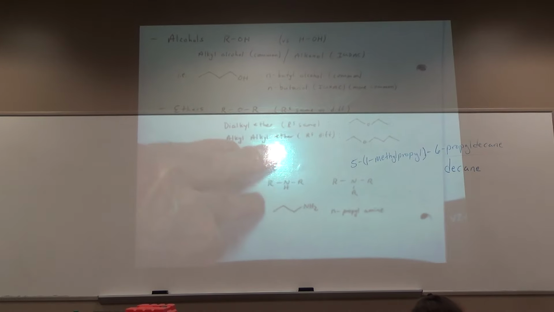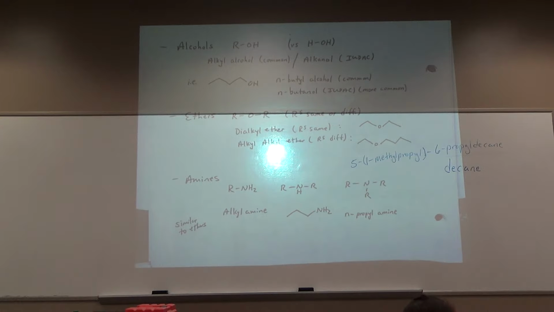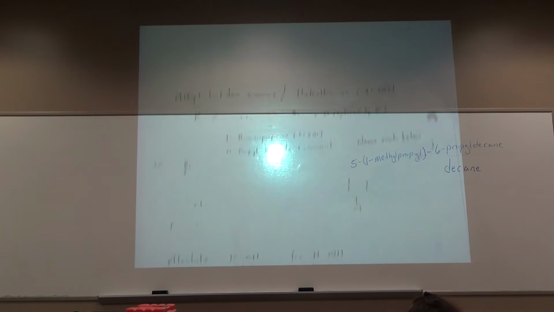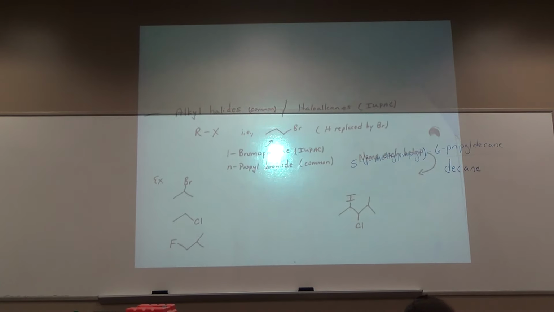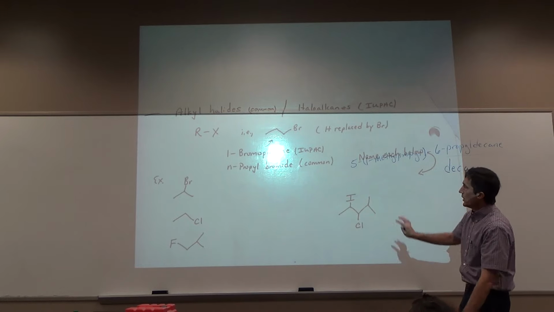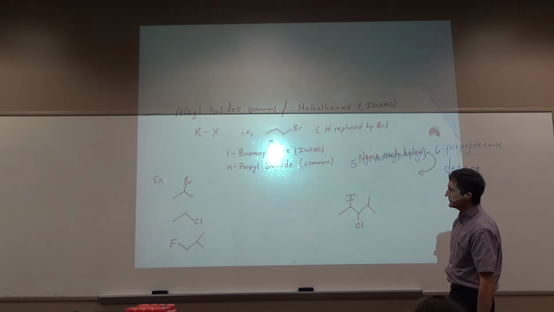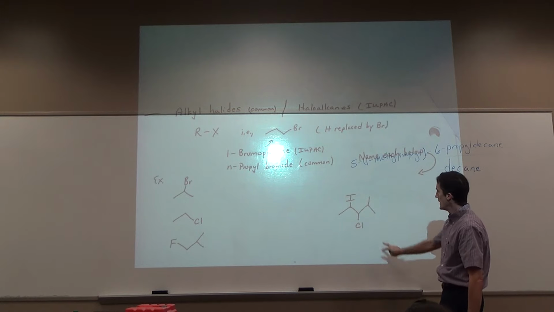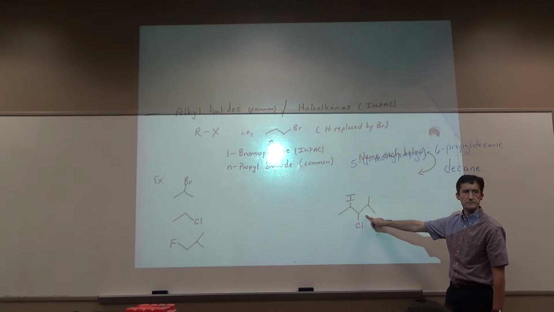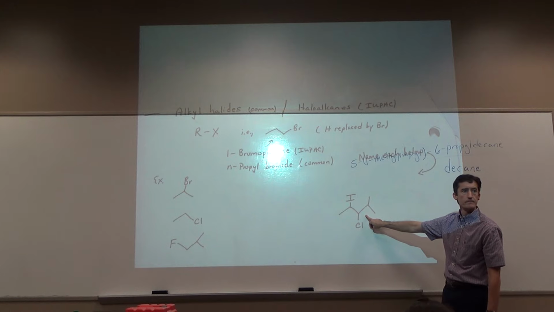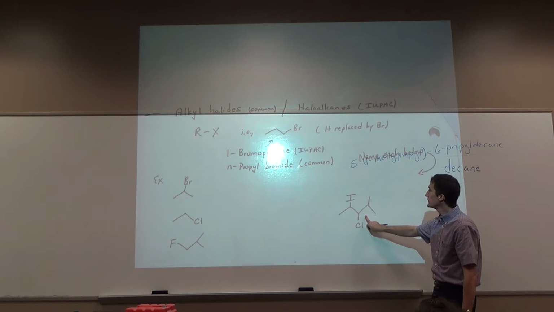Nomenclature on test 1 will be the first page, and including the alkyl halides, which are named just like the first page. It's just the halogens are named as substituents. Did we do this one on the video? We did that one on the video?